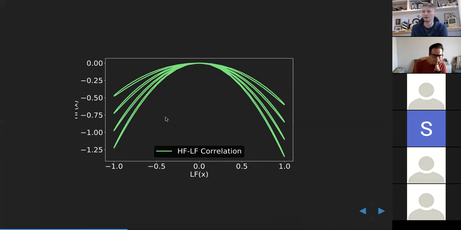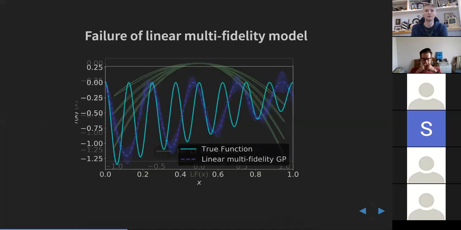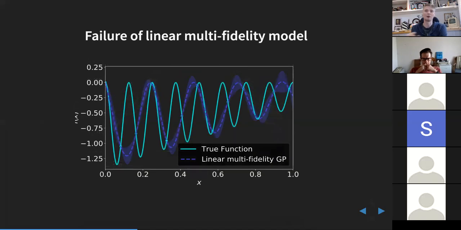On the left axis, sorry, it's just fallen off the axis, this should say high fidelity. So on the y-axis is high fidelity, HF, and on the x-axis is low fidelity. And then what happens in this case, if we attempt the linear multifidelity model, is everything gets confused. It gets it wrong. Basically, it has some sort of compromise between the two situations. So here's the true function, and here's the linear multifidelity.